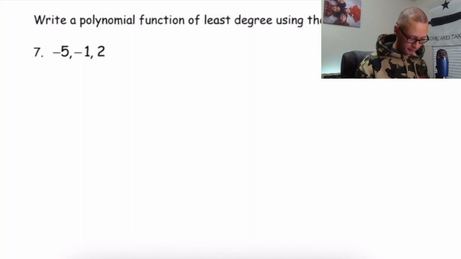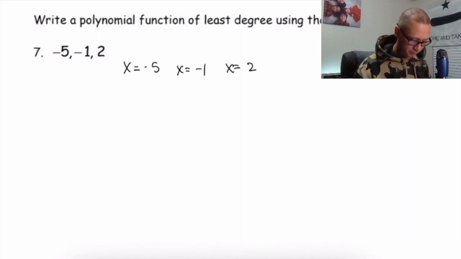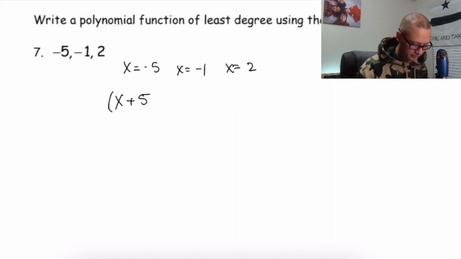Okay, so this means x equals negative 5, right, because that's a root. x equals negative 1. x equals 2. All right, we're going to turn these roots into factors. We flip the sign. So x plus 5, x plus 1, x minus 2.